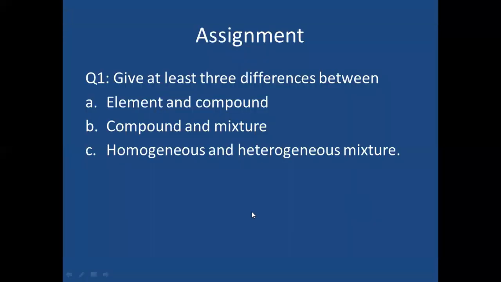Dear students, the assignment for today is to give at least three differences between element and compound, compound and mixture, and homogeneous and heterogeneous mixture. Hope you understand this lecture. Thank you.